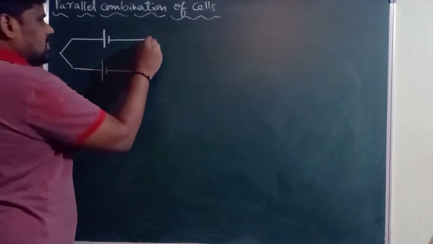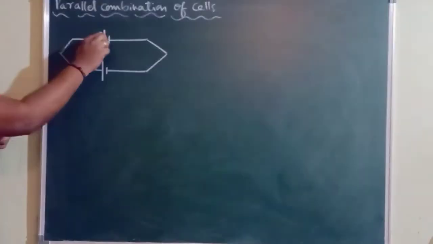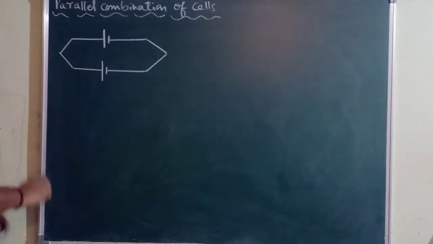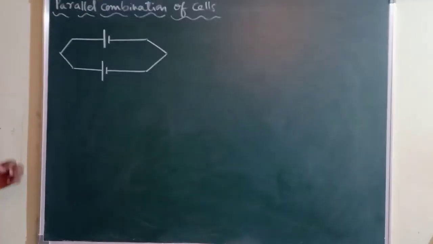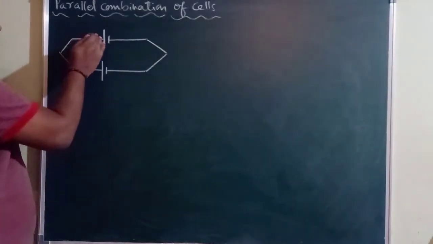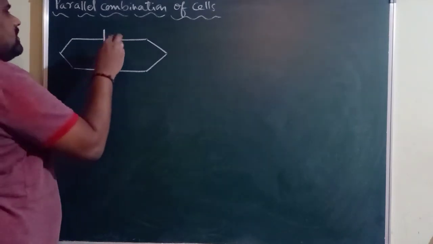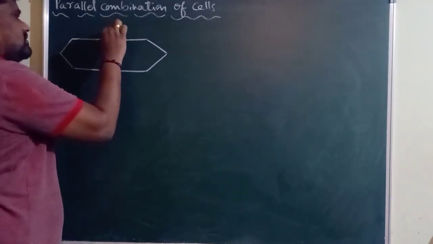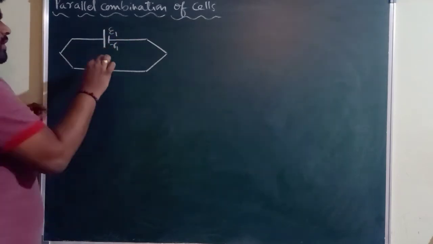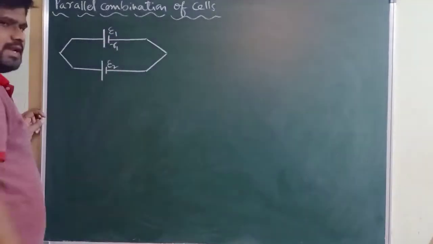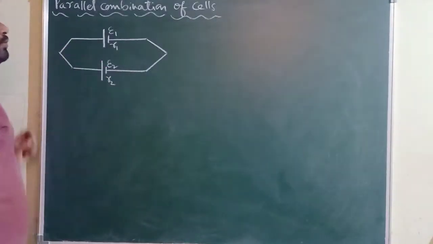These two cells are connected in parallel in such a way that their positive terminals are joined together and negative terminals are joined together. The EMF of the first cell is E1. Its internal resistance is R1. The EMF of the second cell is E2 and its internal resistance is R2.